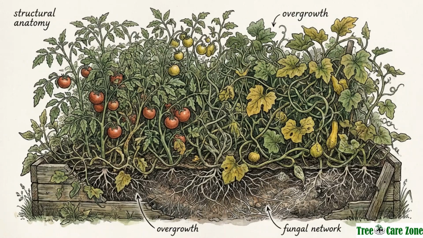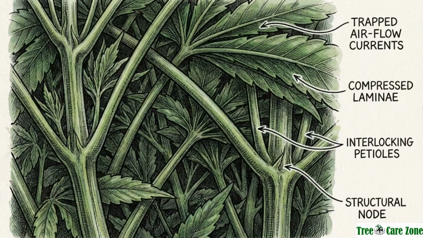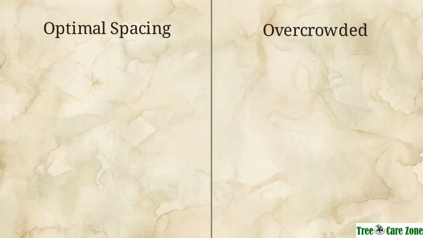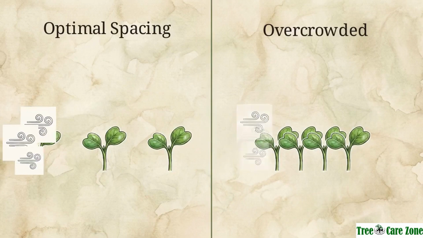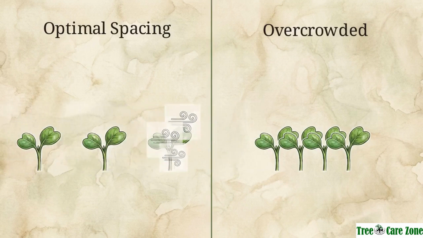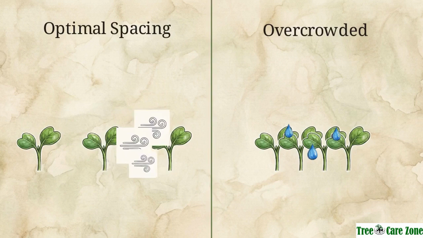Above the soil, overcrowding creates a physical danger. When plants are packed too closely, they trap air and create a humid microclimate where fungal spores thrive. This diagram illustrates the mechanics of airflow. On the left, wind flows freely between spaced plants, keeping them dry. On the right, overlapping leaves block that air, allowing moisture to pool.